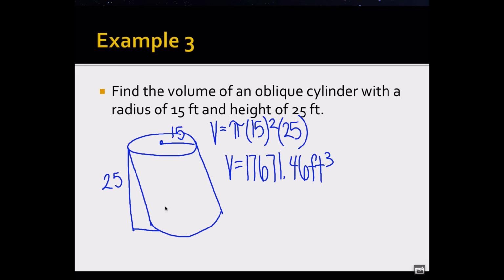You do good. What is that in terms of pi? 5,625 pi, yeah. Which when you multiply out is 17,671.46. All right, so ask your question now. You don't really need to know that it's oblique, right? Well, I just kind of drew it like that because it said so, but I don't think you do because you have the height and you know the radius.